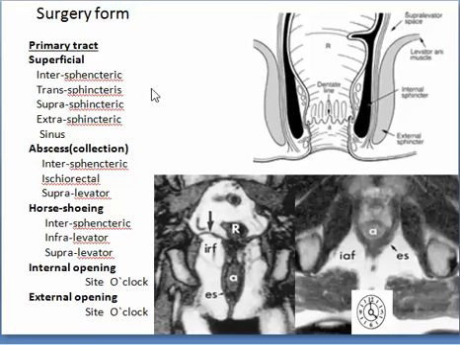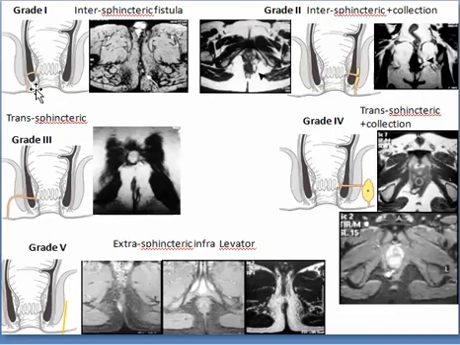intersphincteric, that means that it is... let us go to the next slide. It will show better. Intersphincteric fistula, seen as small protrusion around the anus, or it may be a larger collection, and here we call it intersphincteric with collection or intersphincteric abscess in the cleavage area between the elevator and the sphincter. Low down, you can say it is low.